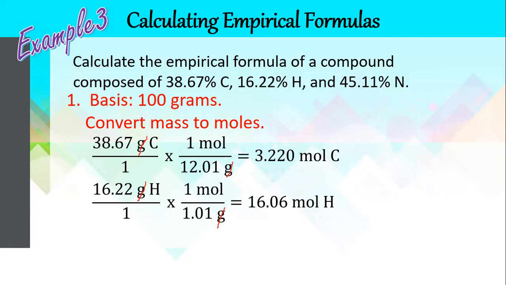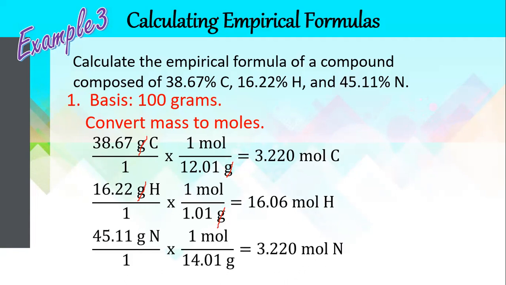Next, for nitrogen, we have the given 45.11 grams of nitrogen divided by its atomic mass, which is 14.01 grams. Cancel out the grams, and it gives us 3.220 mole of nitrogen. So take note of the smallest number of moles, which is 3.220, which we will use in our next step.